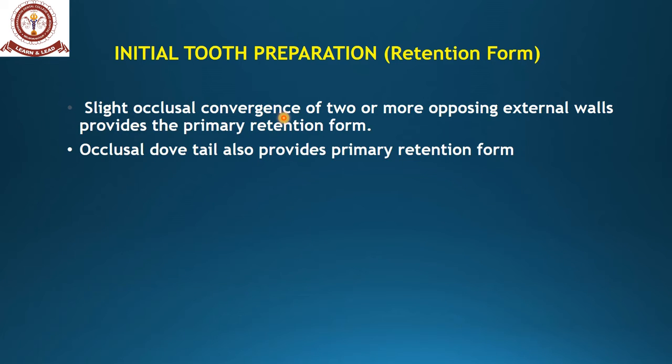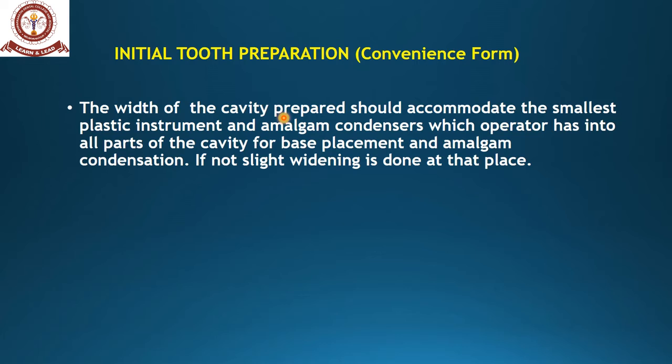Slight occlusal convergence of two or more opposing external walls provides the primary retention form. Occlusal convergence mainly will be in the facial and the lingual walls. So we already told that we will tilt the burr to give some divergence in the distal or mesial ridge depending upon the caries. That slight divergence won't affect this retention form. Occlusal dovetail also provides primary retention form.